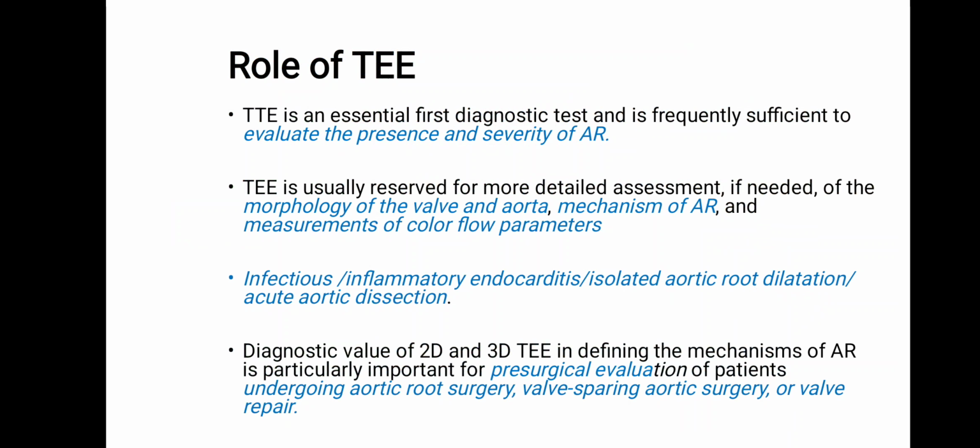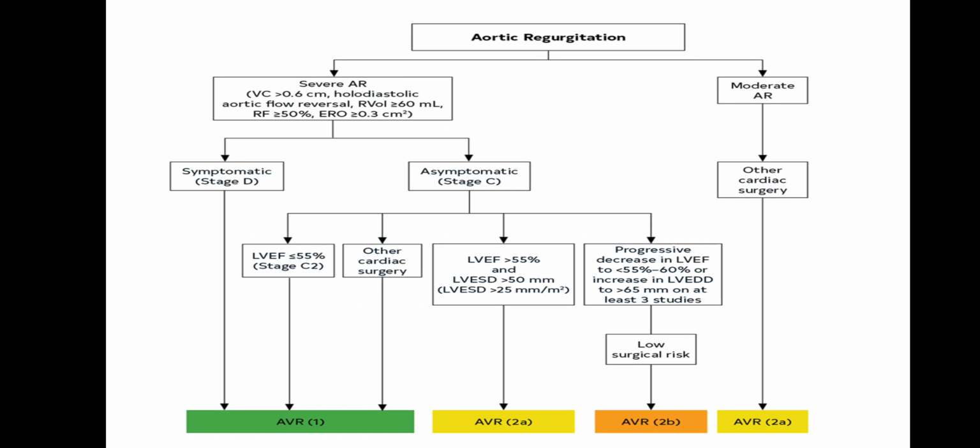The role of TEE: transthoracic echo is an essential first diagnostic test and is frequently sufficient to evaluate the presence and severity of AR. TEE is usually reserved for more detailed assessment, if needed, of the morphology of the valve and aorta, the mechanism of AR, and measurement of the color flow parameters, in infectious or inflammatory endocarditis, isolated aortic root dilatation or acute aortic dissection. The diagnostic value of 2D and 3D TEE in defining the mechanism of AR is particularly important for pre-surgical evaluation of patients undergoing aortic root surgery, valve sparing aortic surgery or valve repair.